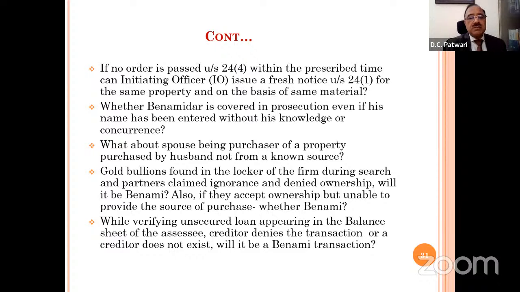If no order is passed under section 24(4), as I mentioned, the initiating officer has to pass the order within 90 days. If he issues a fresh order under 24(1), meaning again a provisional attachment for the same property on the same basis, on the basis of the same material, I don't think he can issue a fresh notice under section 24(1) if he has not passed an order under section 24(4) confirming the attachment.